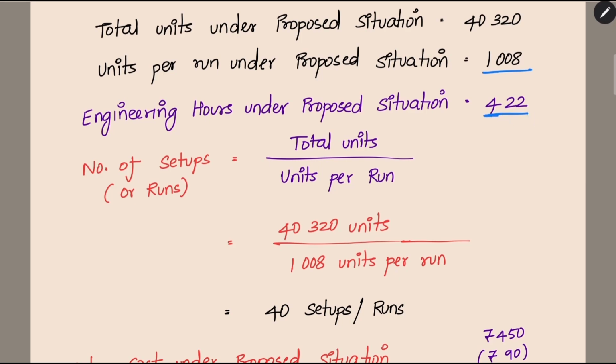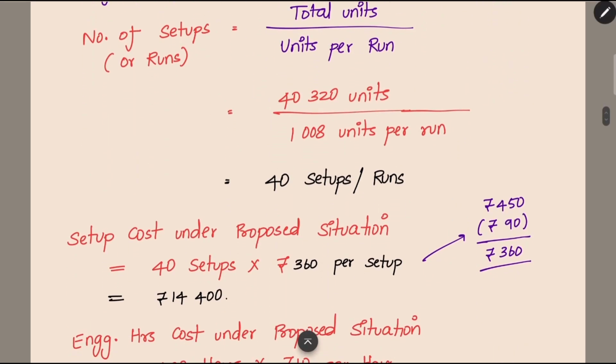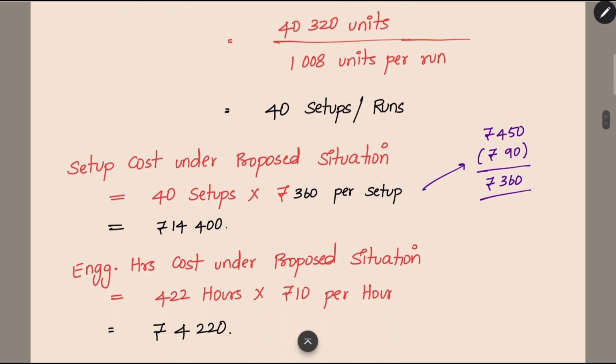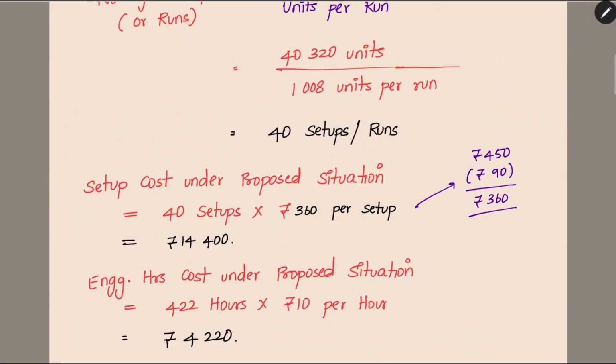So if you are going to produce a total of 40,320 units and in one run you can produce 1008 units, how many setups or runs will you need? This is the calculation here. In the proposed situation, 40 setups or 40 production runs are required. The cost per setup is reduced to 360. So the number of setups is 40 and the total setup cost in the proposed situation is 14,400. This is the current situation and the proposed situation.